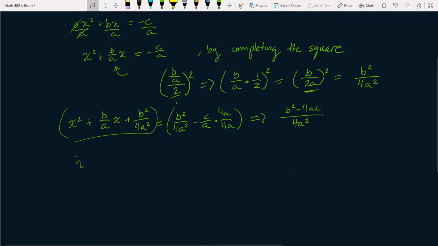So this turns into x plus b over 2a squared, and that's equal to b squared minus 4ac divided by 4a squared. Now we want to get this x by itself, so we're going to take the square root of both sides. And when we take the square root of both sides, we get plus or minus.